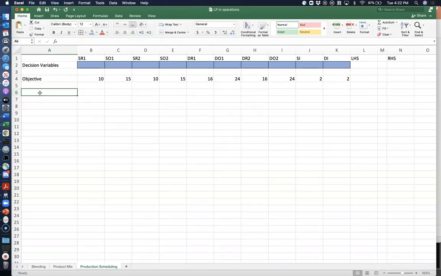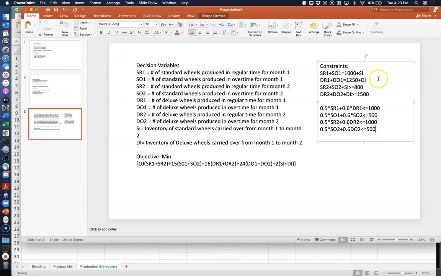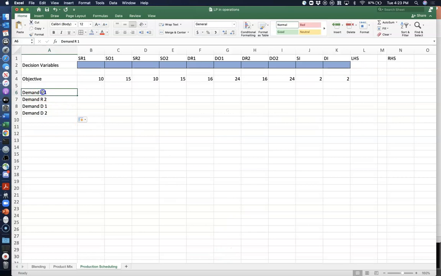Right, so there are 8 constraints. So first, let's begin with inventory constraints. Or let's do demand constraints. So I'm going to have demand regular 1, demand regular 2, then demand deluxe 1. And demand deluxe 2. So those are the constraints that we're going to have. So if you look at the 4 constraints, these are standard. Yeah, you know what, I was mixing them up. So standard and deluxe. Right, let's write the standard constraint.